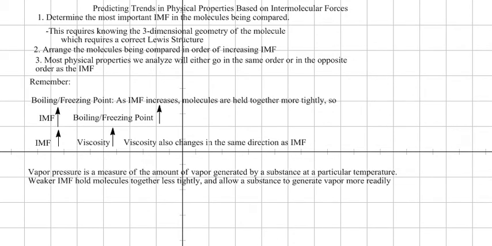Vapor pressure is a measure of the amount of vapor generated by a substance at some temperature. The weaker the IMFs are, the less holding the molecules together, the more readily they vaporize. So the vapor pressure goes up. So the vapor pressure actually goes in the opposite of the IMF. Lower IMF means greater vapor pressure. Greater vapor pressure means a lower boiling point, and that's something people confuse a lot as well.